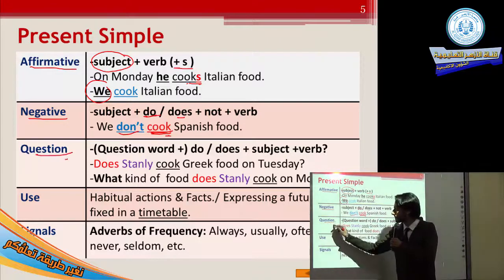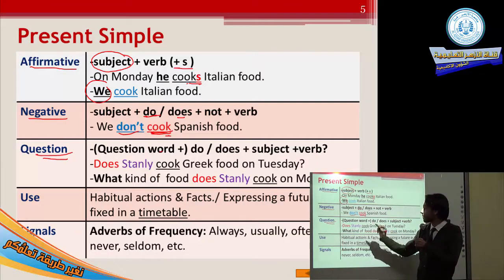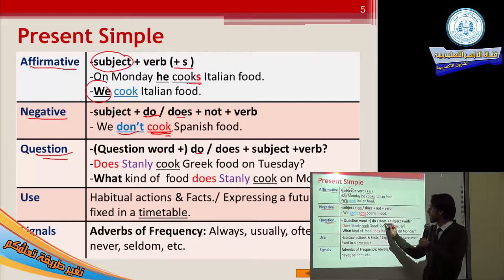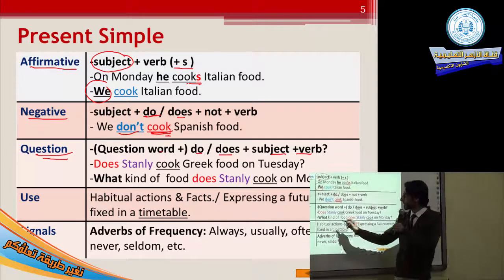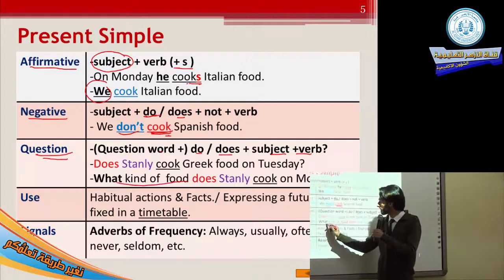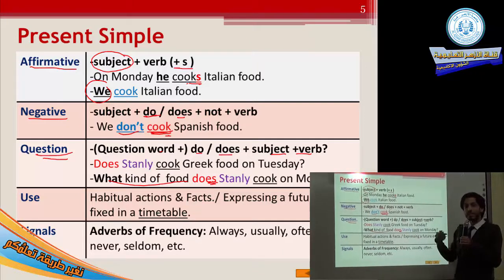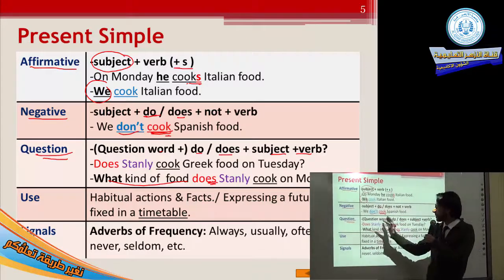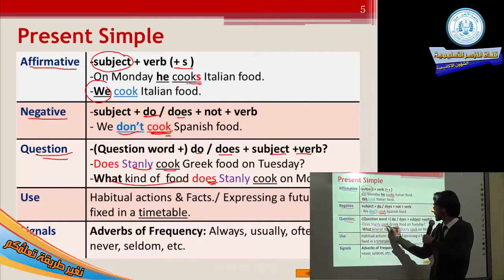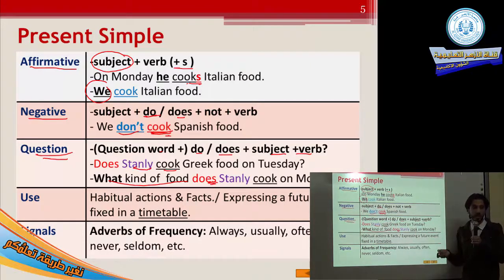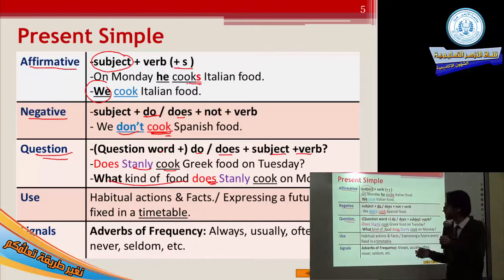Questions. In the case of WH question, we use a question word plus do or does plus subject plus the verb. For example, what kind of food does Stanley cook on Monday? But if it is yes, no question, we don't need the question word. So does Stanley cook Greek food on a Tuesday? And we use does here because Stanley is a singular subject.